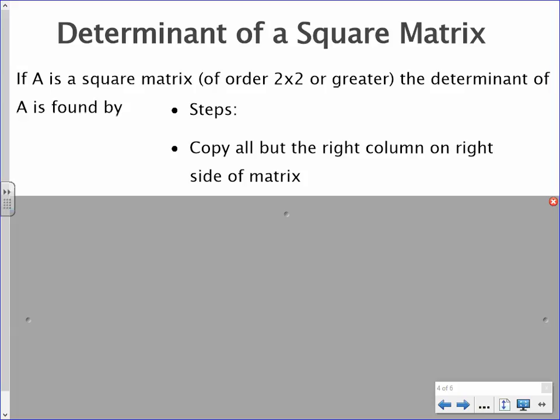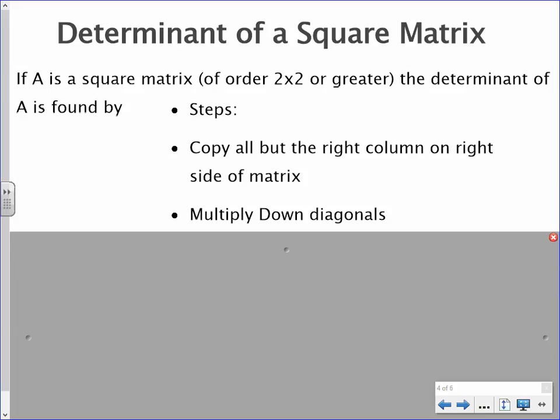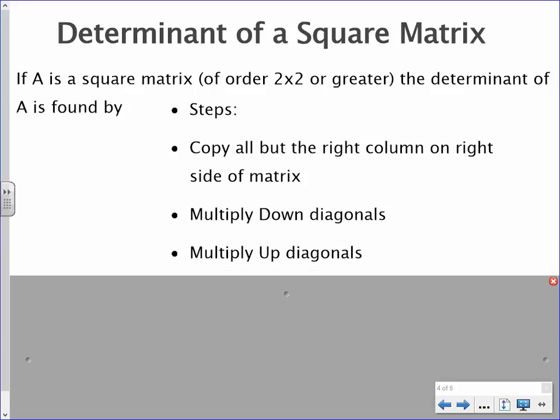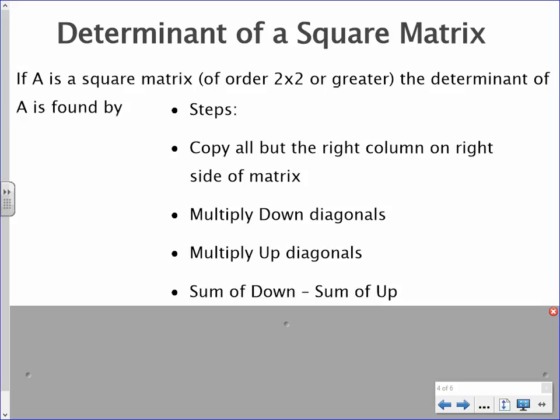Then, very similarly, we did criss minus cross. Our criss was what we considered going down, right? So we're going to multiply all of our down diagonals, starting in the top left-hand corner. Then we're going to multiply all of our up diagonals, starting in the bottom left-hand corner. And then we'll take the sum of the down diagonals and subtract them from the sum of the up diagonals. Like I said, I will show you what this looks like.